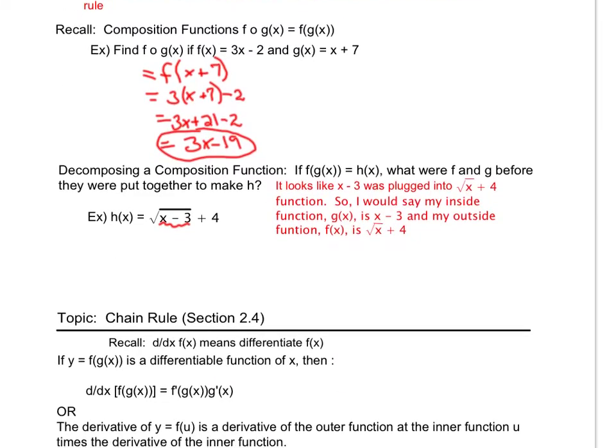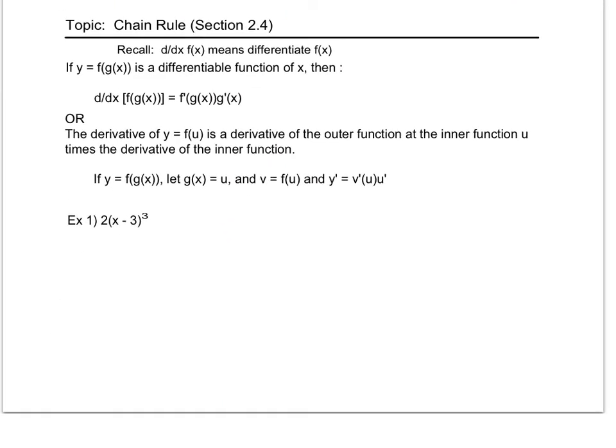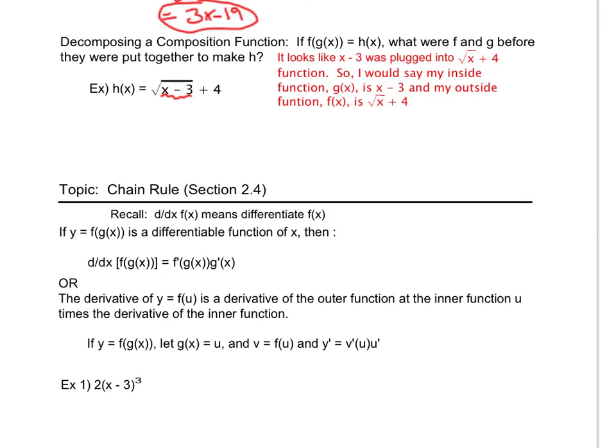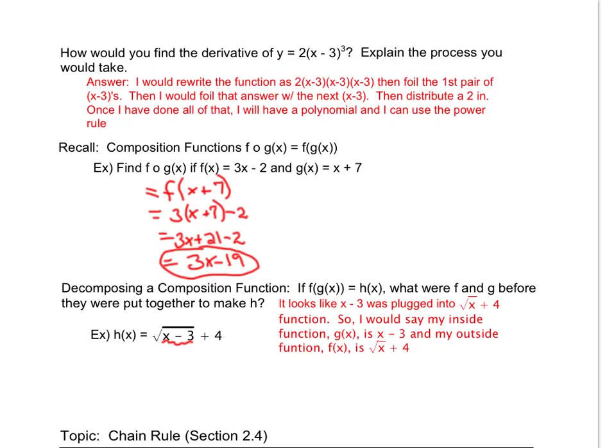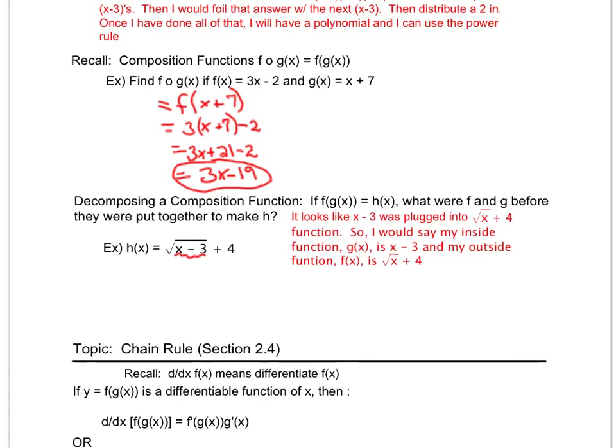The reason why we look at that is because we're going to move into a topic called the chain rule. The chain rule shows us how we can differentiate when we have an inside function and an outside function. So, for example, on this first one, there is a way to find the derivative of this without writing it out and expanding it. This is the process we're going to use.